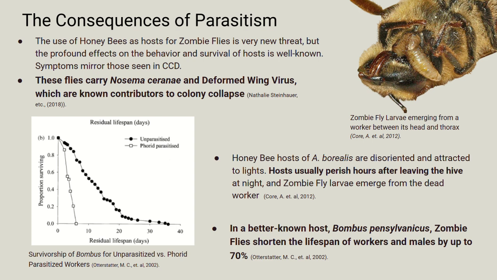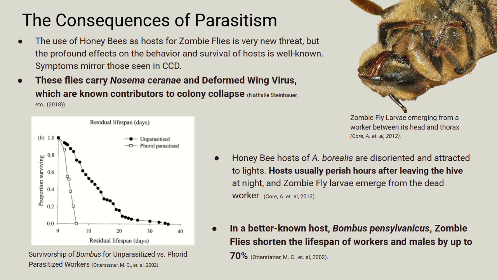We at least know that these flies carry Nosema ceranae and deformed wing virus, but we do not have exact statistical data on the impact that they have on honeybee workers. In a better known host, Bombus pennsylvanicus, a species of bumblebee, we can see that their lifespan is shortened by up to 70%. So it is a major contributor to worker loss, which can cause colony collapse.